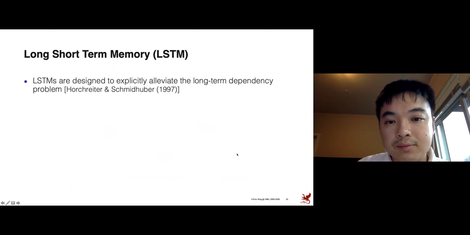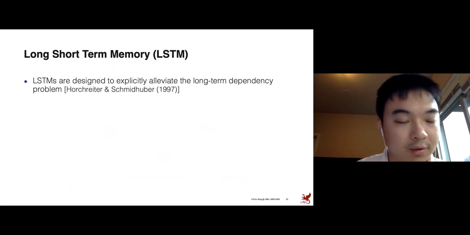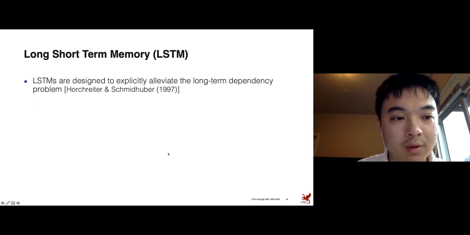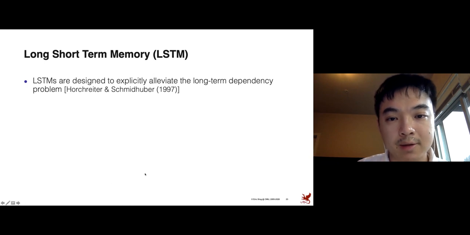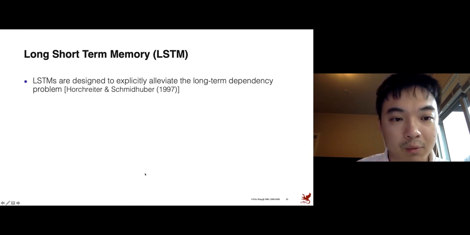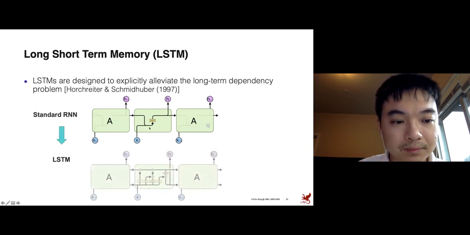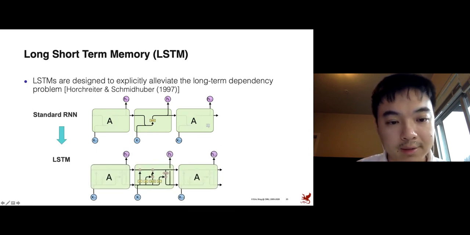Yeah, so here comes a more systematic and principled solution to this vanishing or exploding gradients and the long-term dependency problem. This model is called LSTM, a variant of recurrent network. So this is a standard recurrent network, right? We have simple computation inside each of the steps. And the LSTM is a different, more complex architecture compared to the standard RNN.